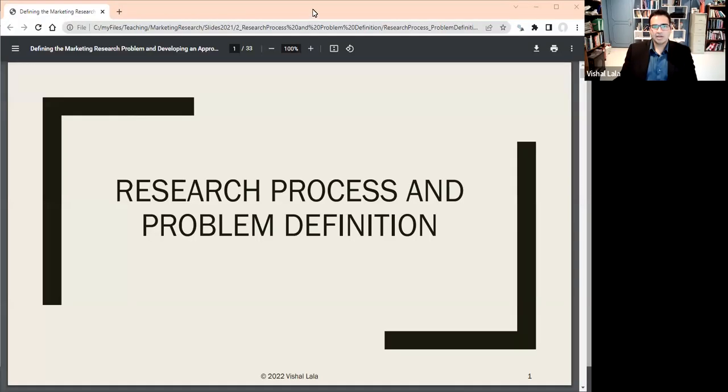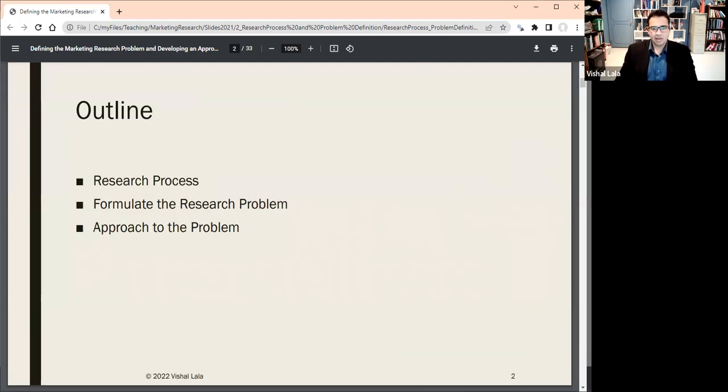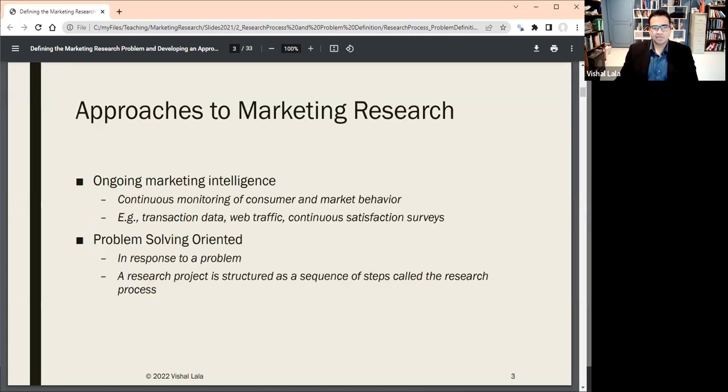Welcome back. In this session, we're going to examine the research process and problem definition. Let's begin with the former, the research process. But before that, a quick review.